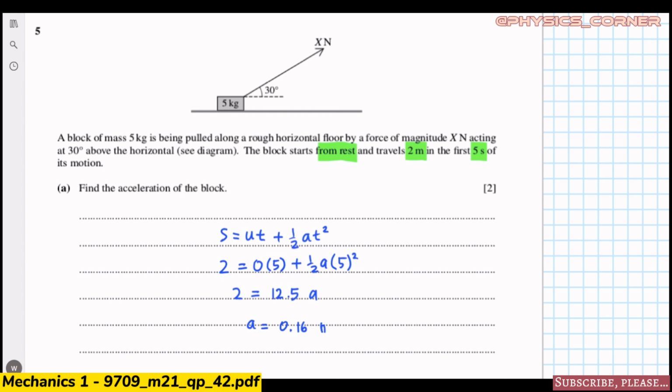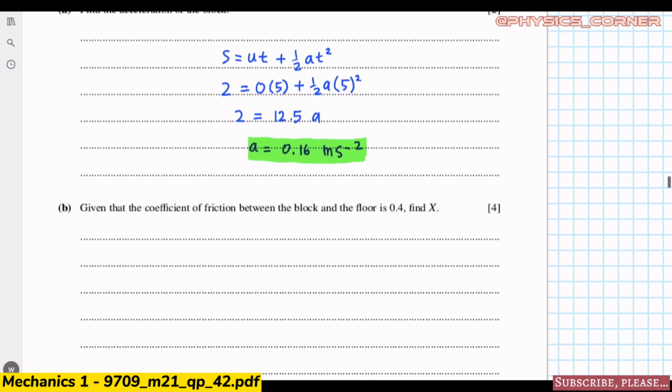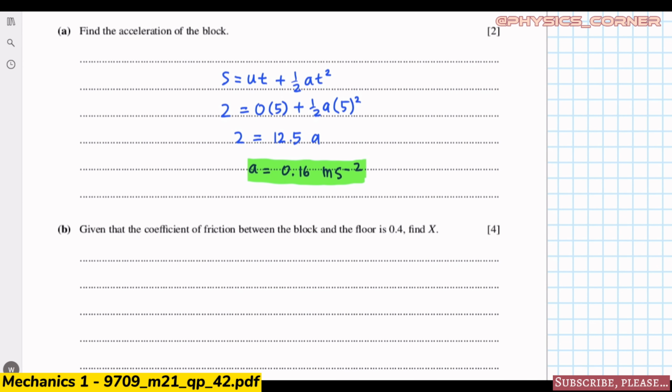Then question B. Given that the coefficient of friction between the block and the floor is 0.4, find x. Okay, 0.4 gives us the frictional force. So first we find the frictional force, which equals mu times N.